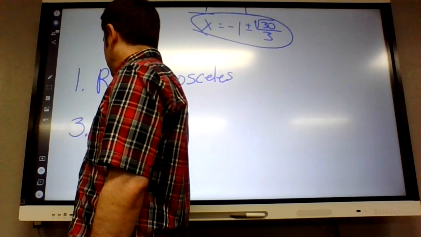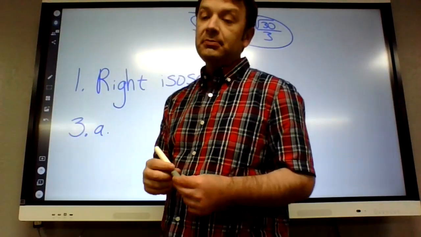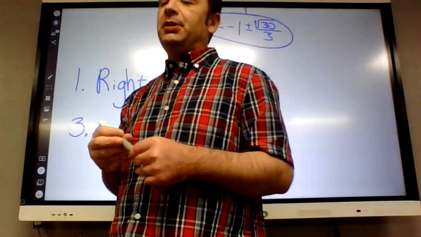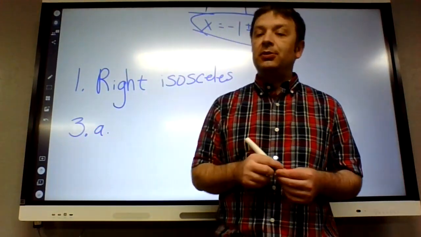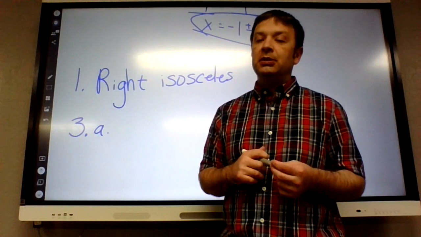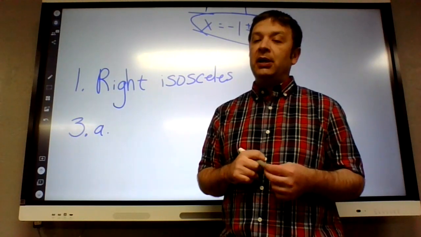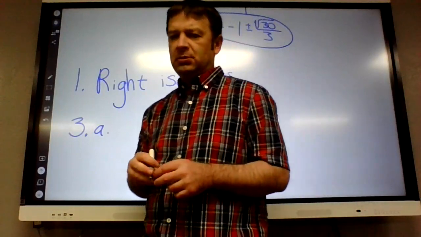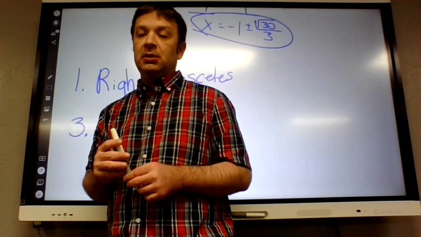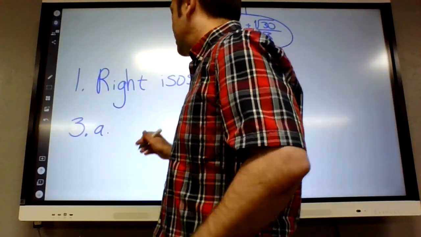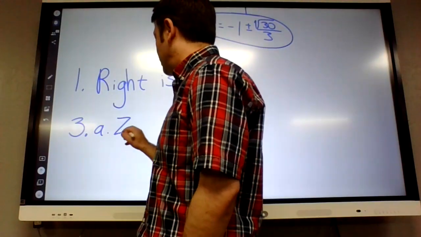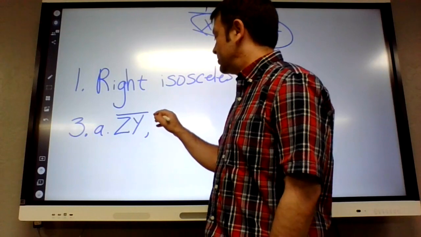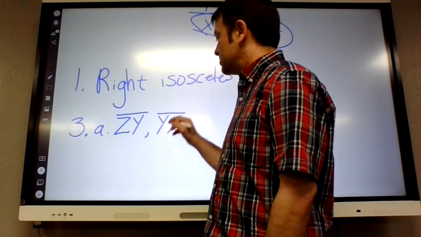Number three, got lots of questions. It says, use the figure in exercise 1 to name the following. So looking at number 1, A, what are the legs on number 1? ZY and YX. And ZY and YX are line segments, right? So we're going to say segment ZY, segment YX.